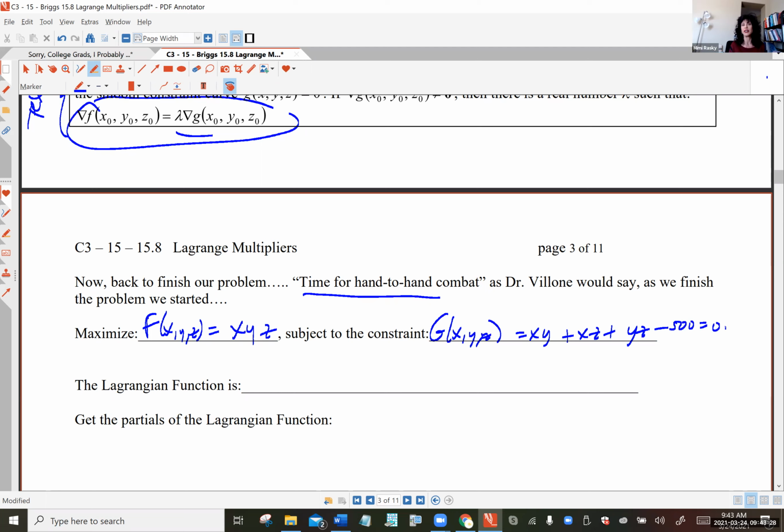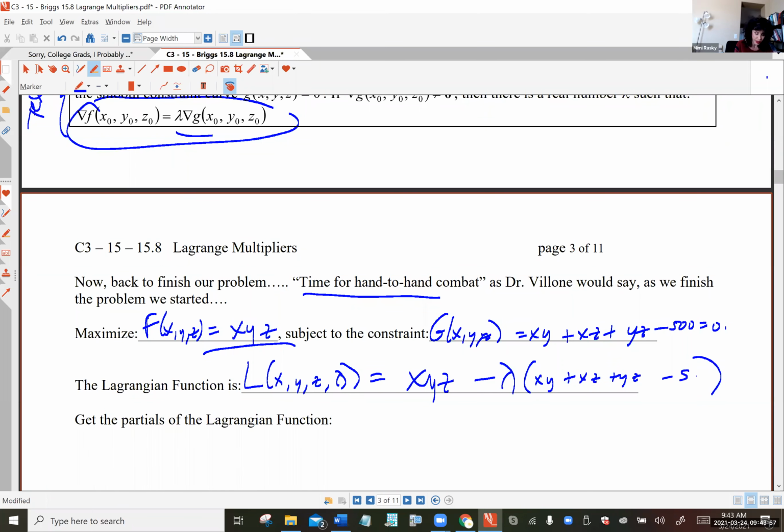So the big Lagrangian, the big function L of x, y, z, lambda, a function of 4 variables, is going to be your big F. So for us, that's xyz minus lambda, the Lagrange multiplier, a brand new variable, times your constraint: xy plus xz plus yz minus 500. You're going to extremize that function. You're going to do all your calculus on that guy. Get the partials, set them equal to 0, solve the system, and get your critical points.